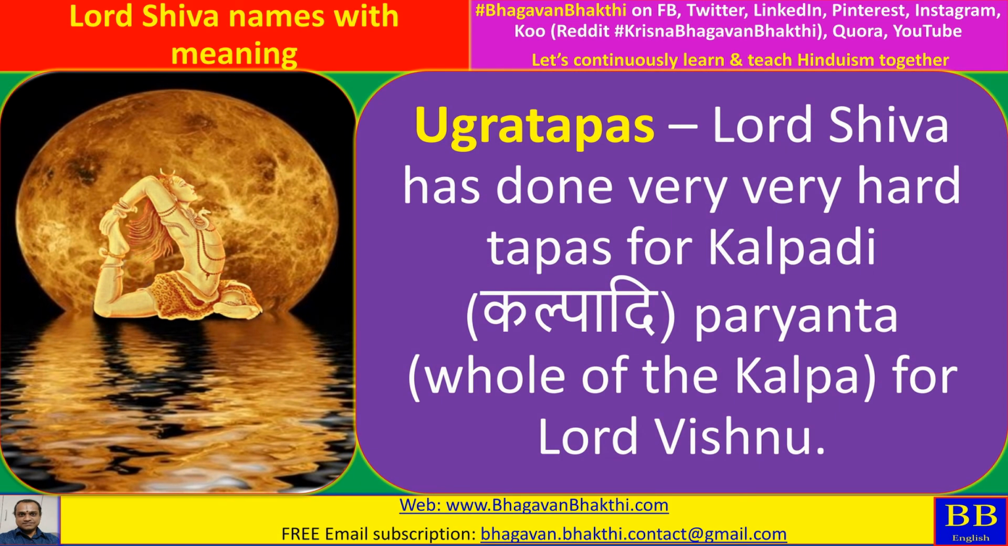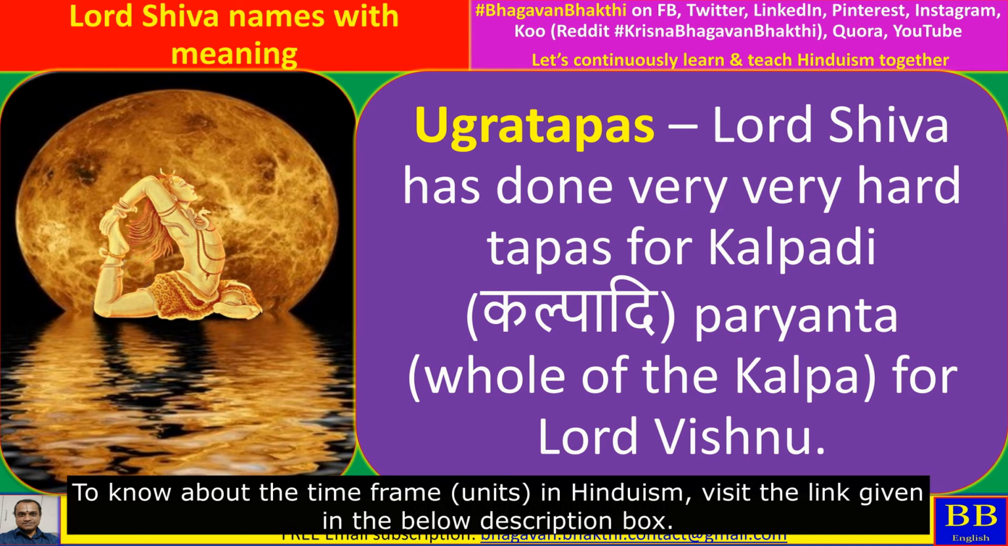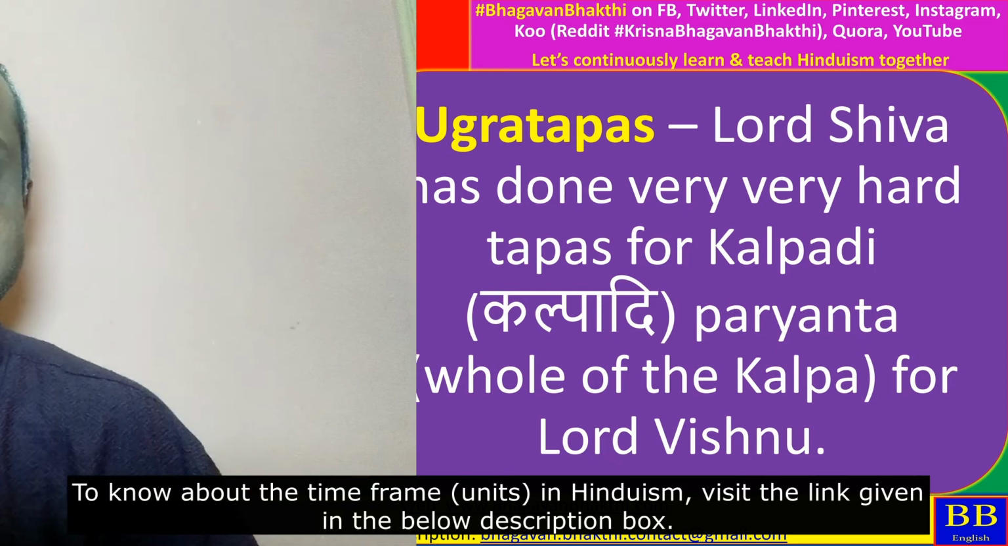Lord Shiva is also called Ugra Tapas. Lord Shiva makes the tapas or penance for 40 kalpa years, that is 40 years, not as per the earth's years but as per the Satyaloka's years. He does the tapas or penance for 40 years for Lord Vishnu. That's why Lord Shiva is also called Ugra Tapas. Ugra means highly difficult and Tapas means penance. Thus Lord Shiva is called Ugra Tapas.